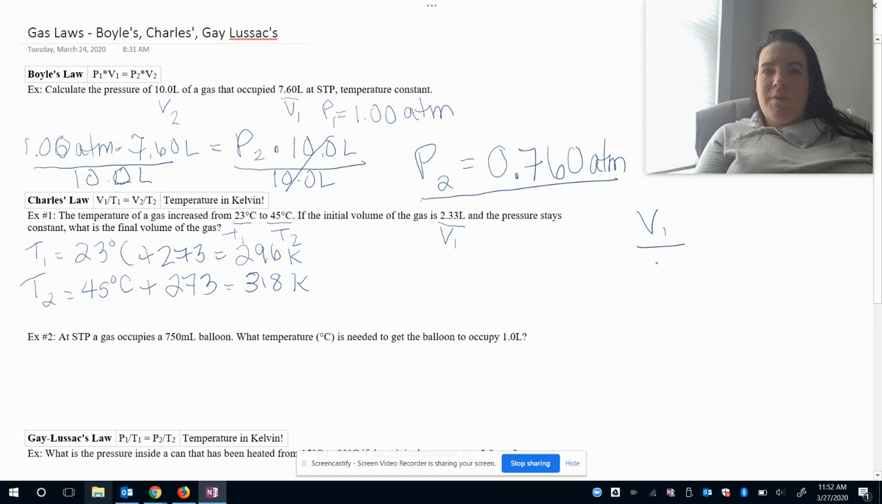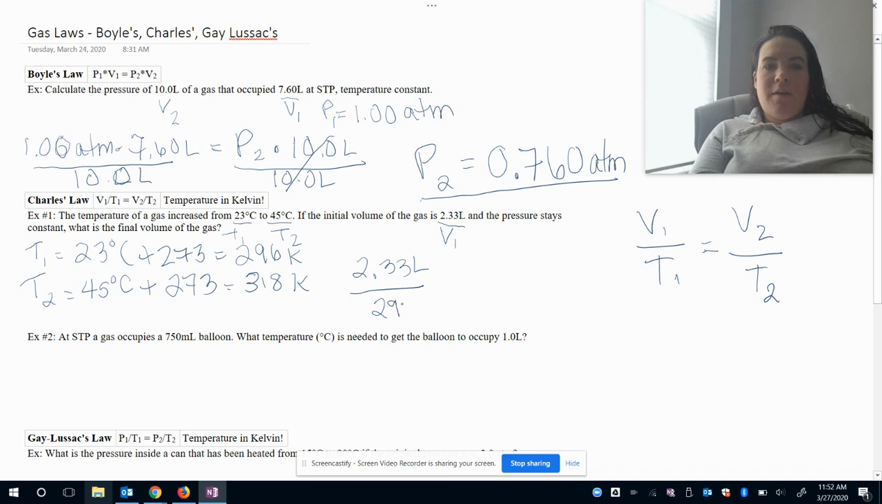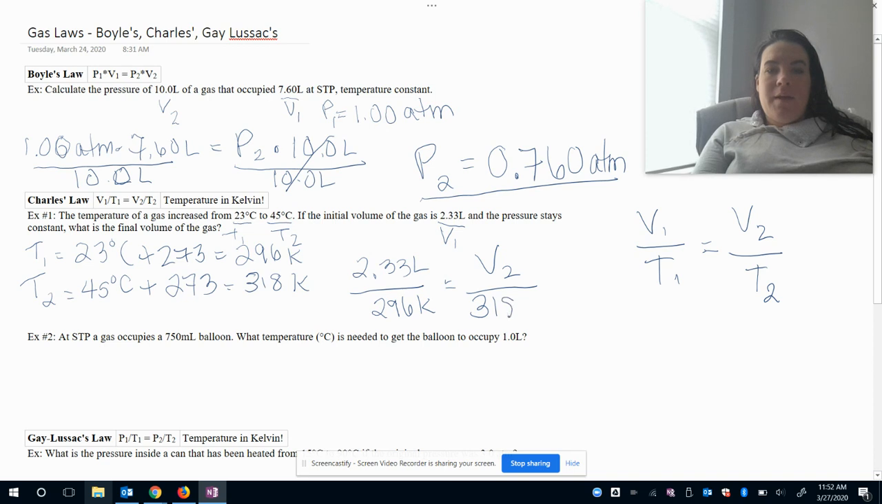Okay, so this one, the equation, I'm going to write over here because that doesn't show up too well: V1 over T1 equals V2 over T2. So we're going to take the first volume. We've got 2.33 liters over the 296 Kelvin. That's equal to V2, that's the one we don't know, over 318 Kelvin. And because we're trying to find volume by itself, that's on the top, so we need to multiply by 318 on both sides.